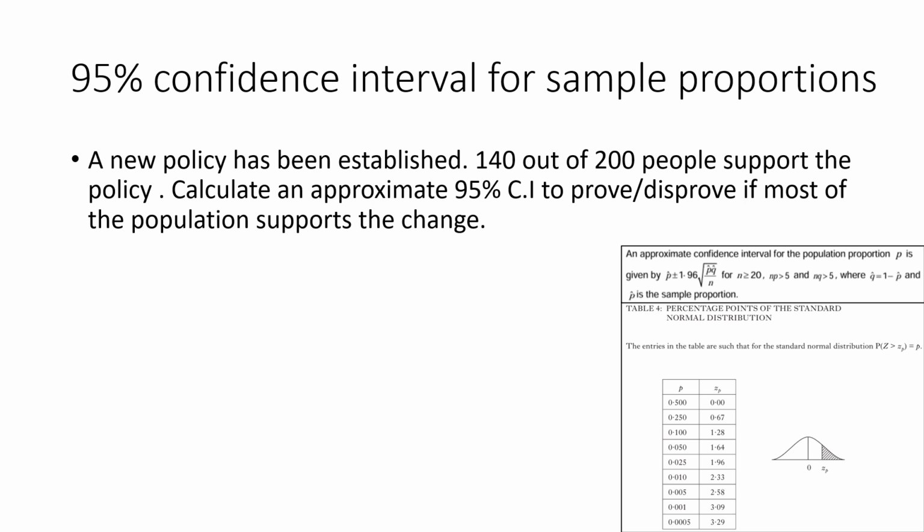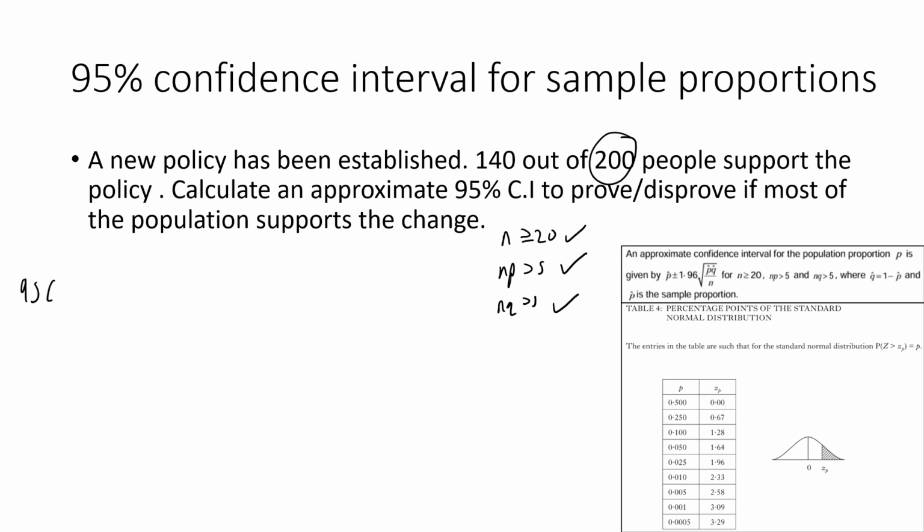First thing we do here, before we even calculate the confidence interval, is to see if our three criteria match, which allows us to approximate a confidence interval. And those three criteria are: is n greater than or equal to 20, is np greater than 5, and is nq greater than 5. Well, n is 200, so the first one passes. np, we have that is 140 for us, and nq is 60 for us. So both of them are greater than 5, and we can carry on with the question.